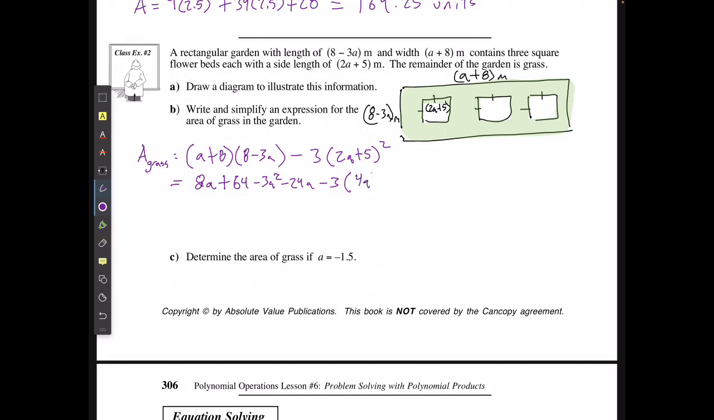First term squared, first term times second term, or 2 times 2a times 5 times 2, and the last term squared. And then I'm going to distribute that negative 3 into my product. Negative 12a squareds minus 60a's minus 75.